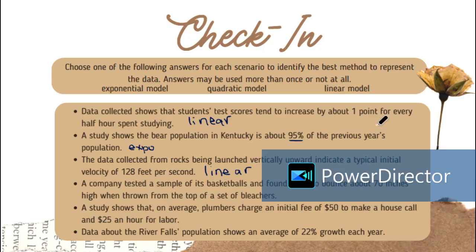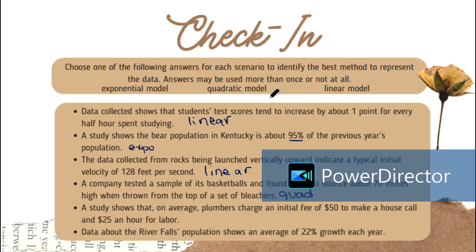A company tested a sample of its basketballs and found them to bounce about 70 inches high when thrown from the top of a set of bleachers. So it's thrown, comes down, it bounces, and it comes back up about 70 inches, okay? This one is probably quadratic because it's going to be a parabola, okay? Quadratic.